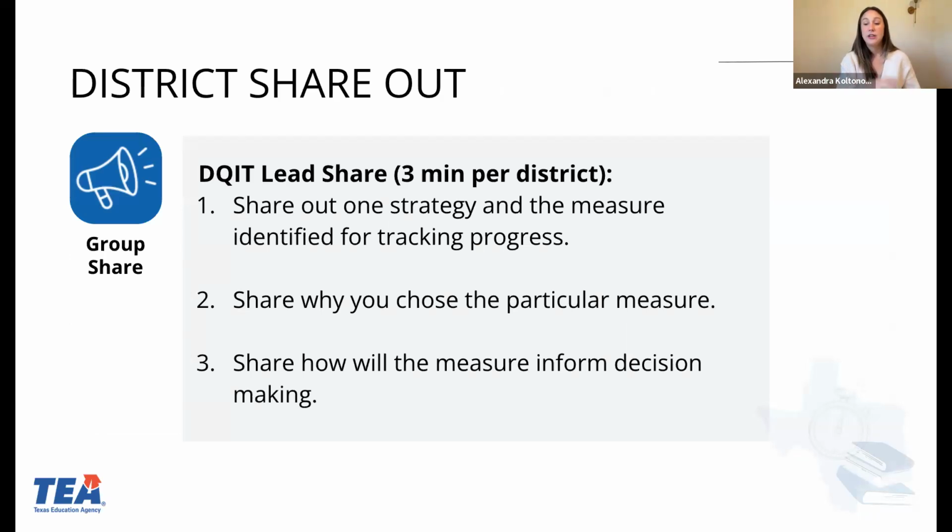So I know after our previous training, and we did have our coaching check-ins, our ask of you was to finalize your theory of action, put that into your implementation plan, and then begin thinking about your measurement plan. We want to spend some time now to have each district DQIT lead share out one strategy and a measure that you identified for tracking progress. Share why you chose the particular measure or are thinking about it. It doesn't have to be finalized. And then share how the measure will inform decision-making.